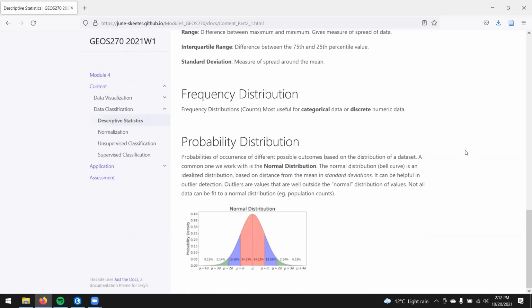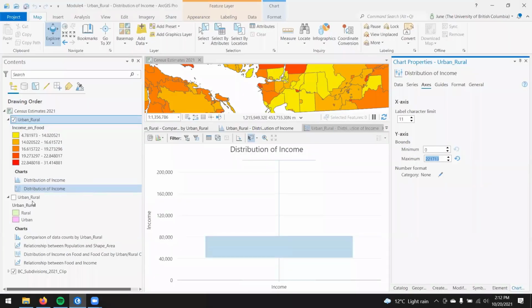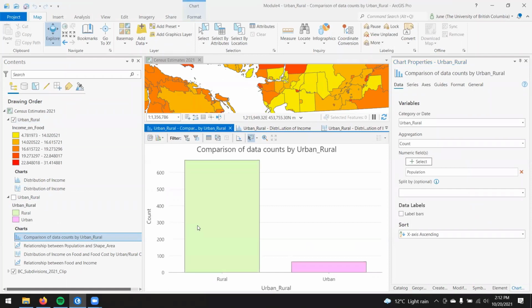So if you're working with categories, for instance, if you're working with the urban-rural class, you want to know how many subdivisions are rural and how many are urban, right? It's important to look at the frequency distribution. Bar charts are great for looking at frequency distributions, things that have counts.